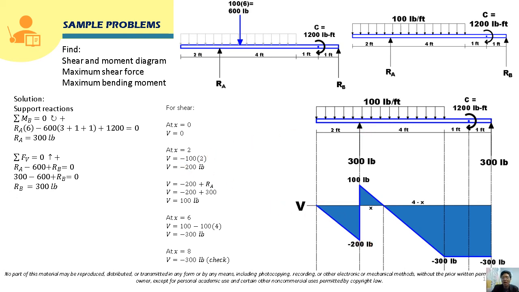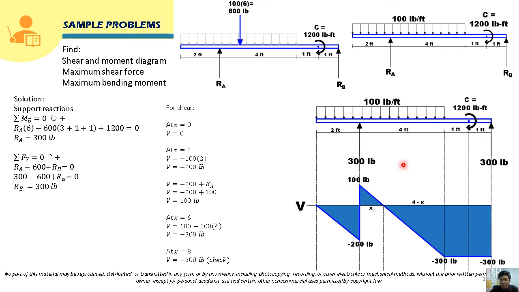So negative 200 will be plotted below the x-axis. So negative 200 will be here. And then at this same point, since there's a 300 concentrated upward force here, it will go up. So the value of shear here is 100, which is positive, so it will be plotted above the x-axis. That's why 100 pound is here.